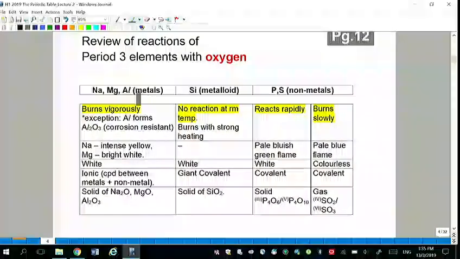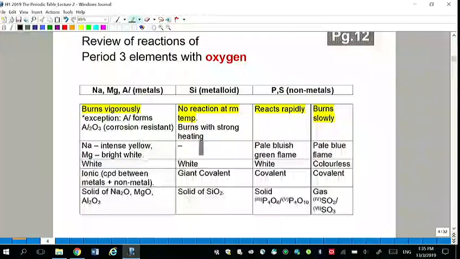Metals reacting with oxygen. The color of the flame, you need to memorize by heart. Sodium, intense yellow. Magnesium, bright white. Product form, which is sodium oxide and magnesium oxide, both are white. So they are reacting with oxygen to form your oxide, which is an ionic compound, because the bonding between metals and non-metals is ionic.